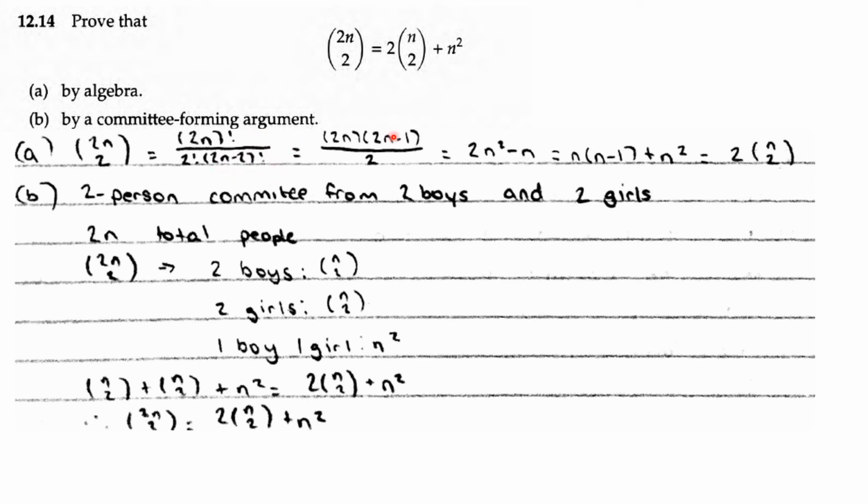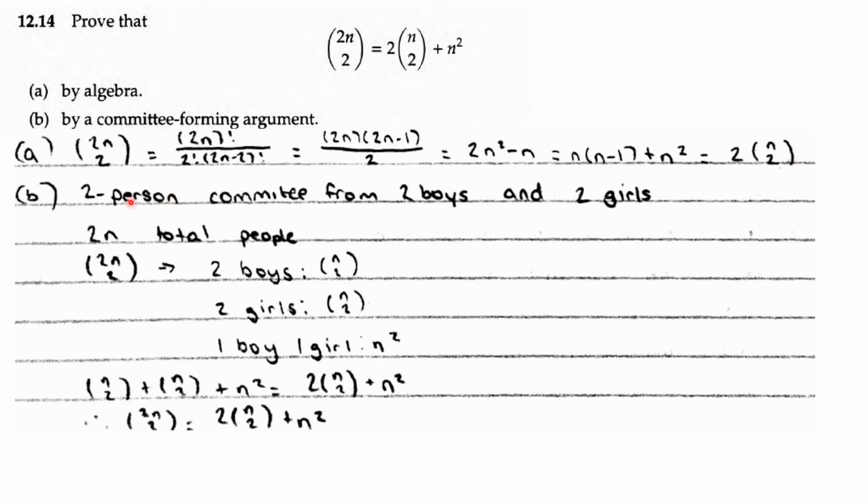which if you factor the things out, you simplify it, 2n minus 2, it's equal to 2n squared minus n, which is equal to 2 times n choose 2.